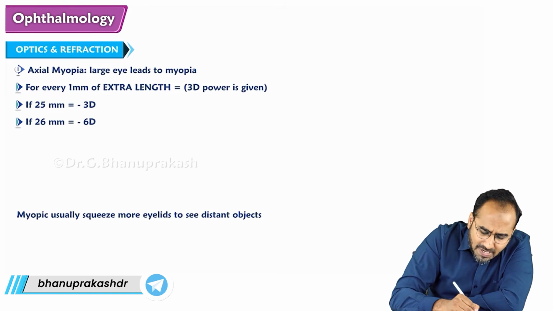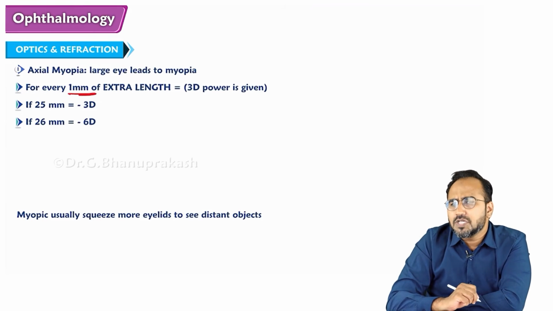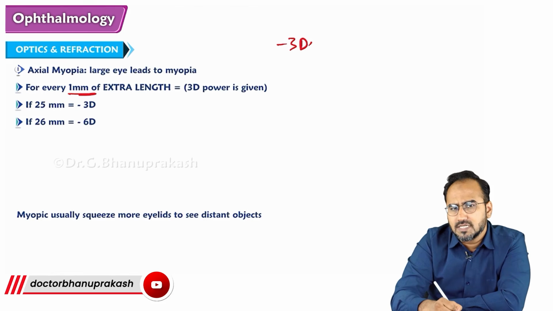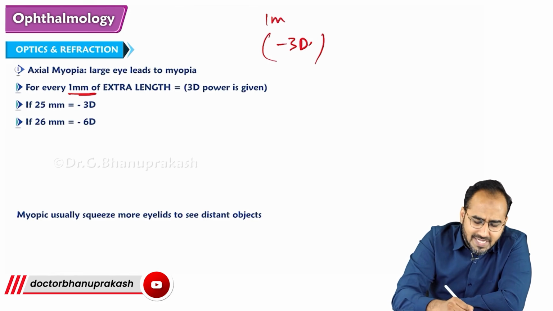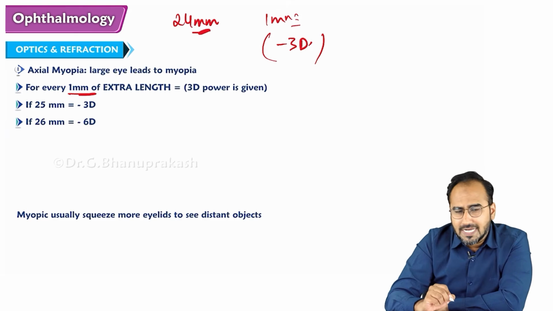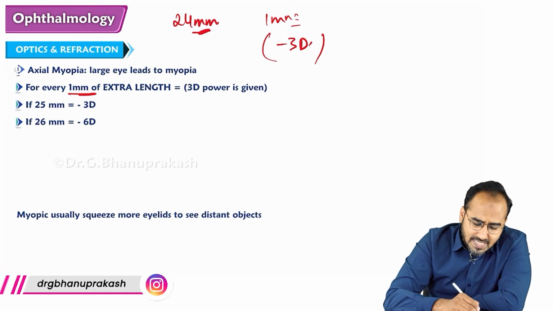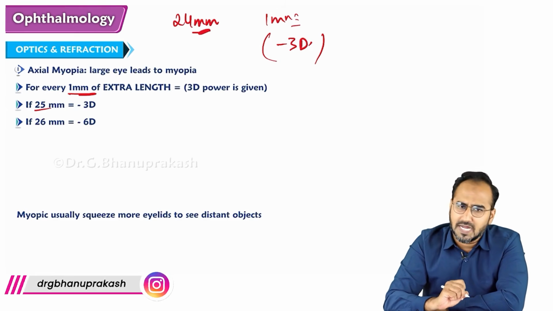For every 1 mm of extra axial length, how many diopters do you have to add? You have to give -3 diopters glass. The normal axial length is 24 mm. Every 1 mm extra, you have to give -3 diopters. So if the axial length is 25 mm, -3 diopters. If the axial length is 26, -6 diopters.